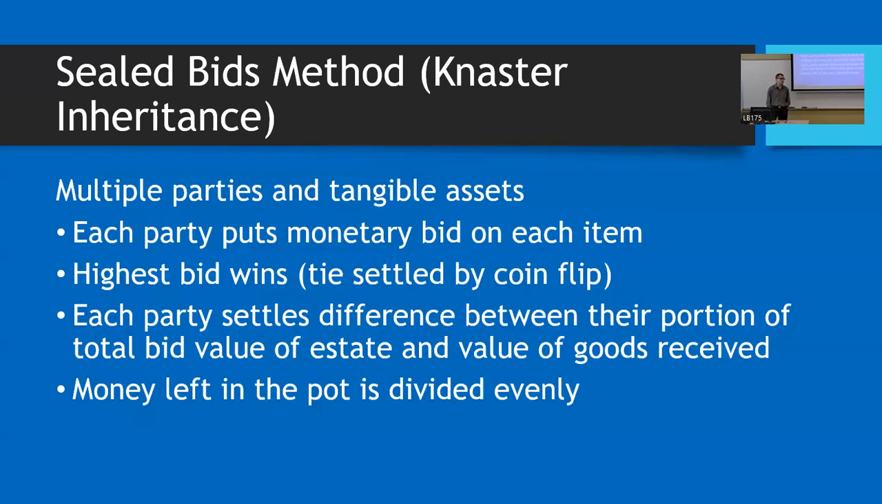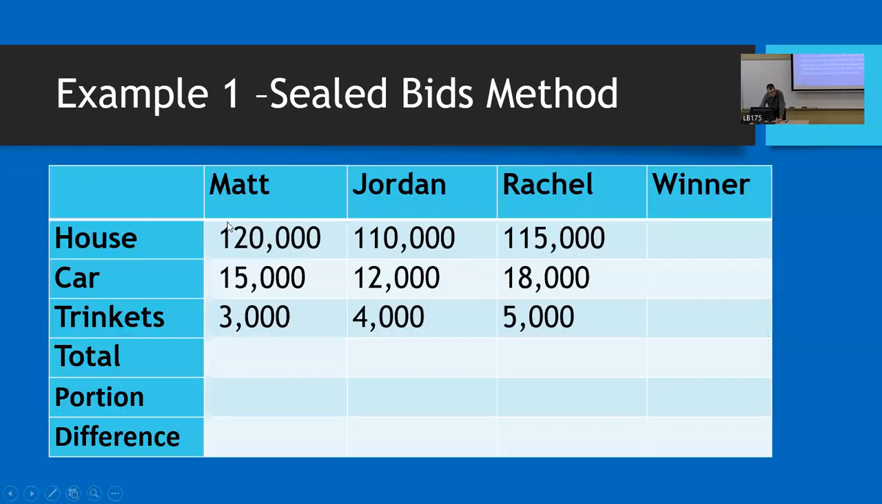That third bullet point is the hardest part for people. It's how you settle the difference between their portion of the goods and the values of the goods that they receive. But I'll go through it using some tables and hopefully that makes sense. All right.